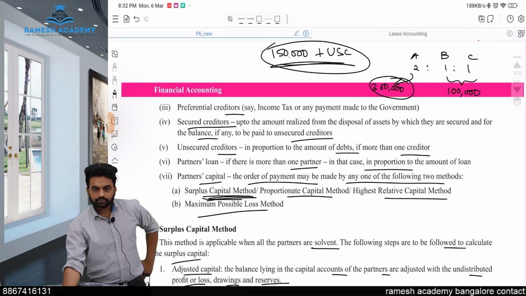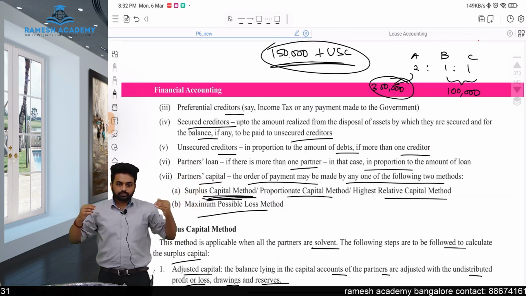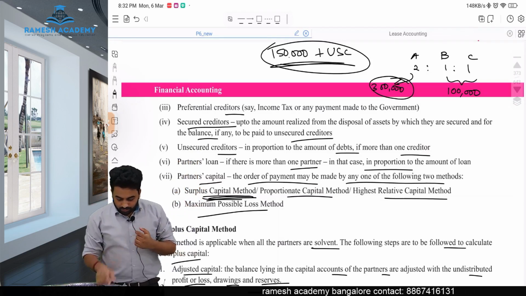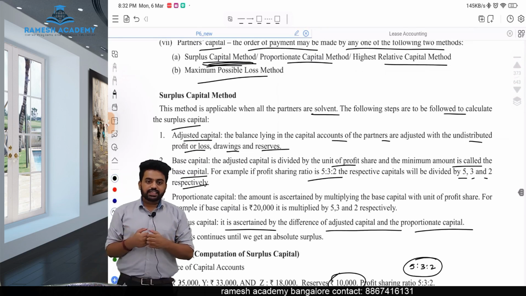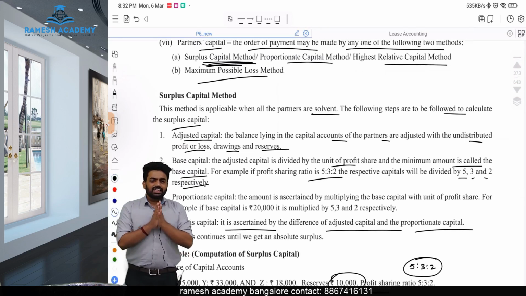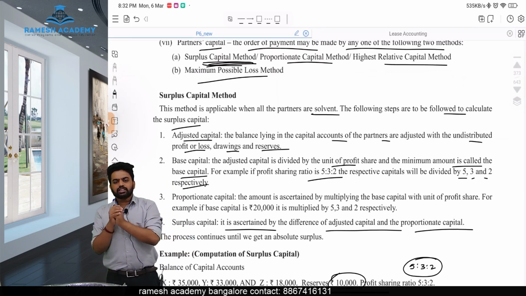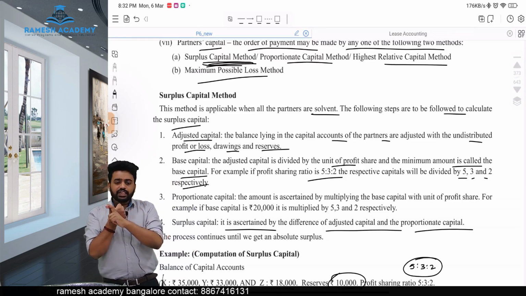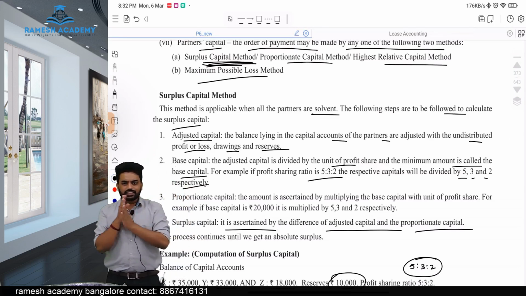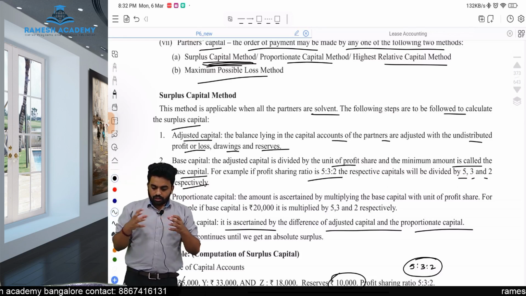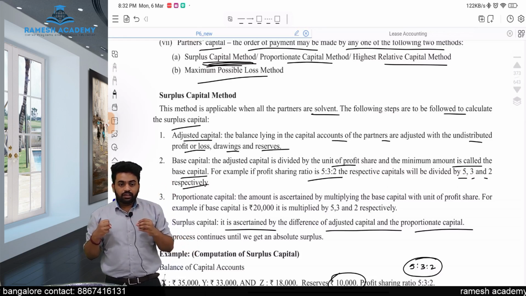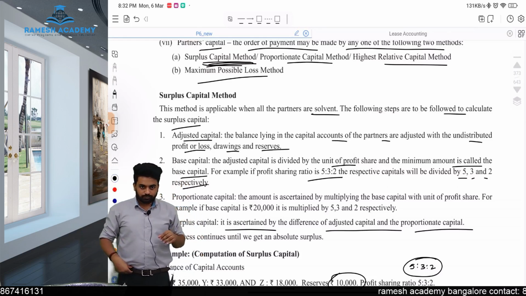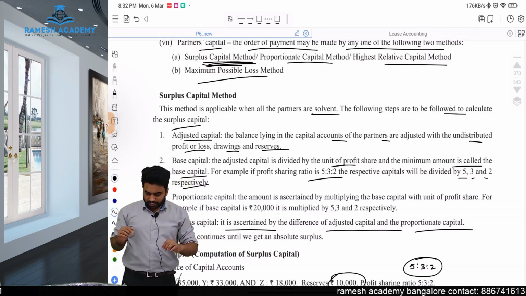Now, how to do the surplus capital method, sir? Simple. First you have to compute adjusted capital. Adjusted capital is nothing but capital after adjustment of everything, like your current account balance, reserves, etc. After we compute the adjusted capital, we should divide it with the profit sharing ratio.